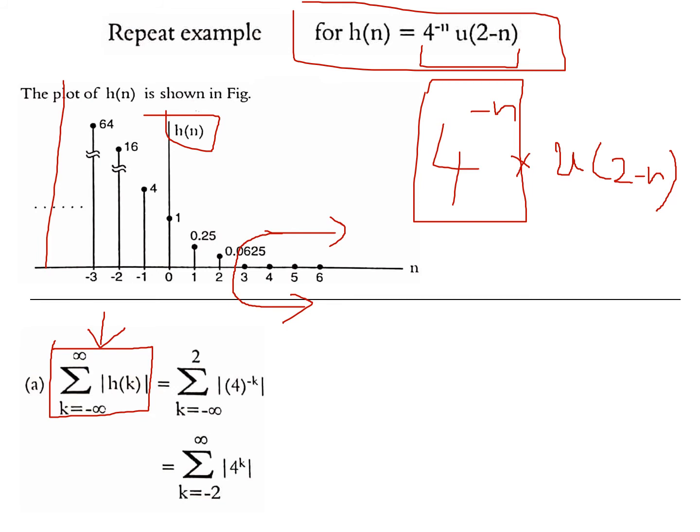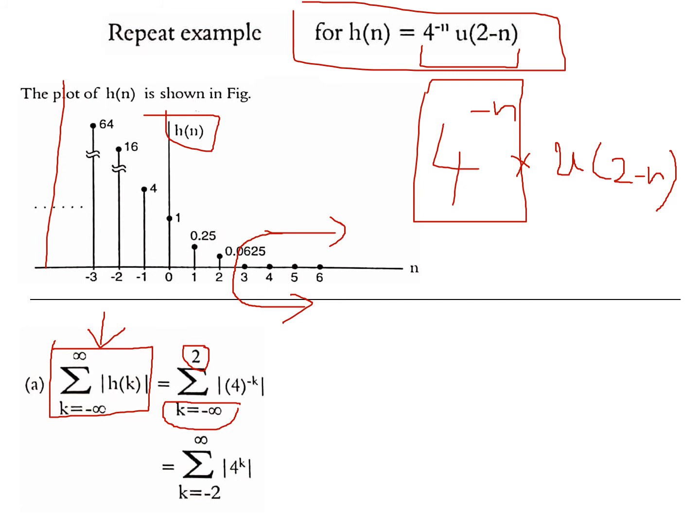Now in this case, h of k is equal to 4 to the power of minus n into u of something. U is 1, no? Therefore in the limit, what is the limit now? Minus infinity to plus infinity becomes minus infinity to 2, because after 2 the signal is 0. Therefore I am limiting the summation from minus infinity, because it starts at minus infinity, and it ends at 2, only up to 2. At 3 it is 0. Therefore I am not considering it. This is what I get.